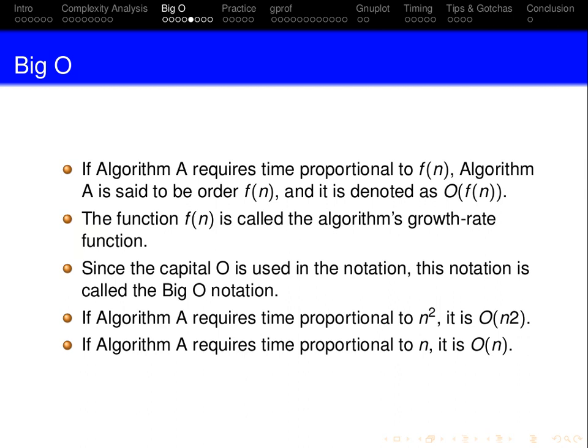Dead on. So what is Big O? Big O is we're only going to care about the largest term. We're not even going to care about the factor in front of it.